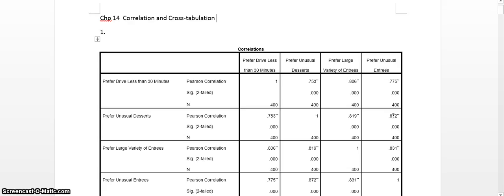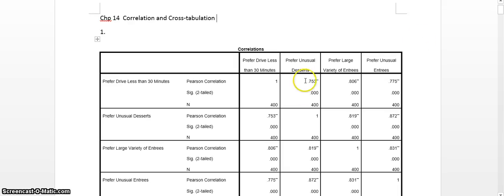And so when there is a significance, it's not talking about differences now. It talks about whether there's an association or not. So in this case, there is association between drive and unusual desserts, drive and large variety, and drive and unusual entrees. Now, the very next thing you have to do in a correlation test, after you specify that there is an association, is to go on and talk about the correlation coefficient size.